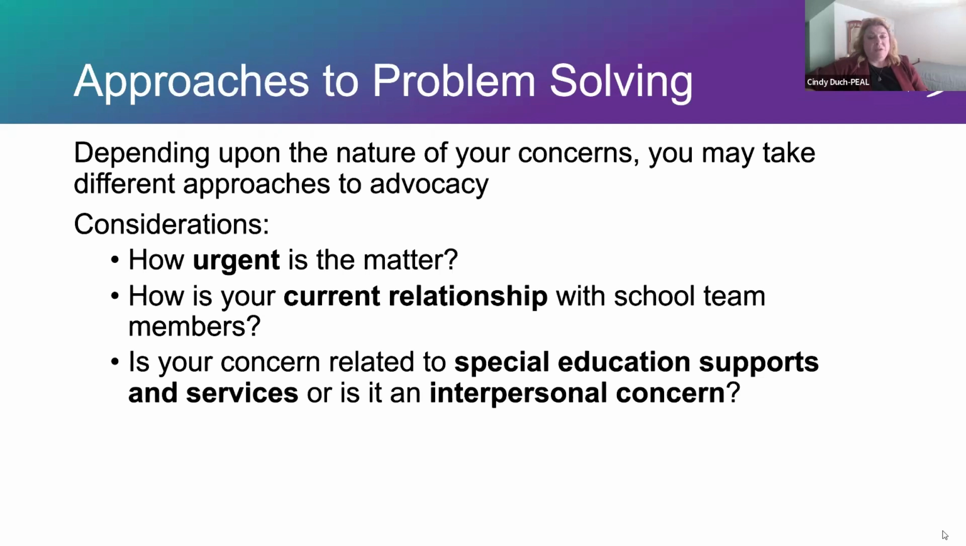How is your current relationship with the school team? This is why it's important to have that effective communication. It's really tough to go to IEP meetings where you don't have a good relationship with members. This is a reason that we'll talk about some dispute resolution, especially early dispute resolution, because finding ways to preserve a good relationship with the school is important. Is your concern related to special education supports and services, or is it an interpersonal concern? So we'll explore that a little bit.